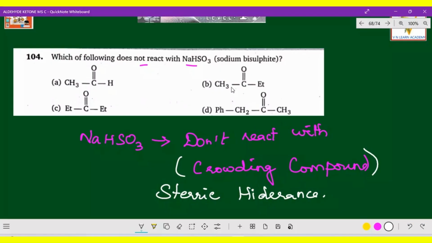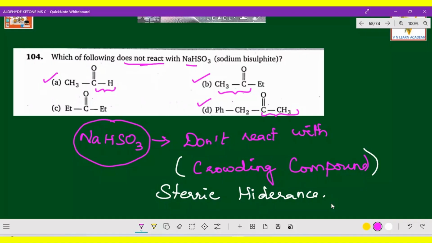So that means here an aldehyde group is available, so it will react. Okay, so here a methyl keto group is available, here also it will react, right? Here a methyl keto group is there, here an ethyl group is there, so the methyl keto group will be answerable. Sodium bisulfite will be answerable for the methyl keto group, right? And in the same way here also a methyl keto group is available. So here it will be answerable, here it will be answerable, here it will be answerable.